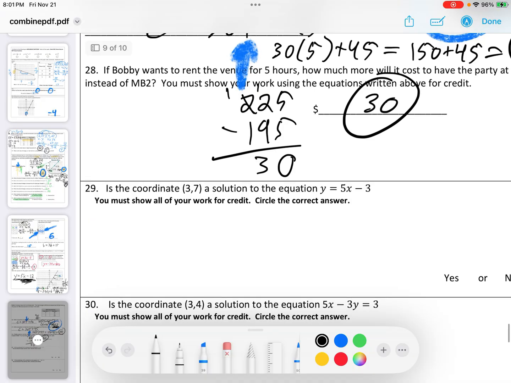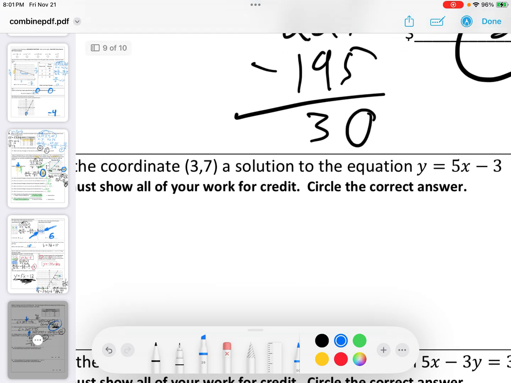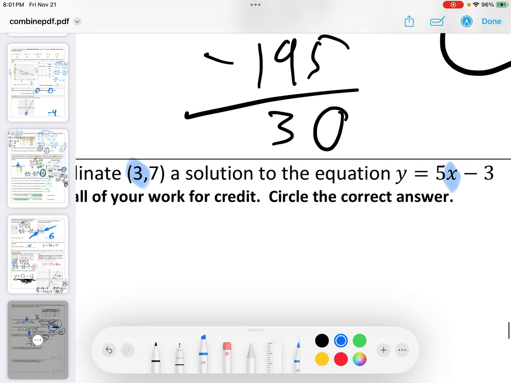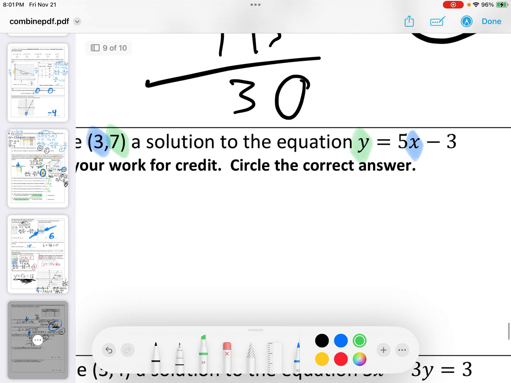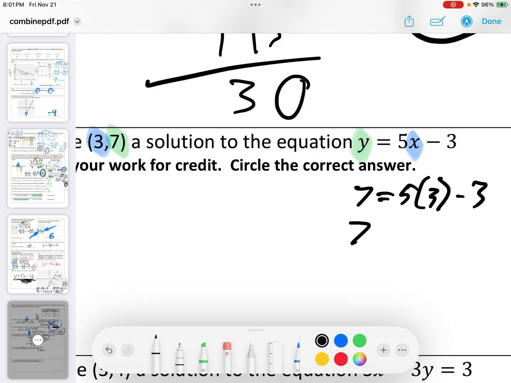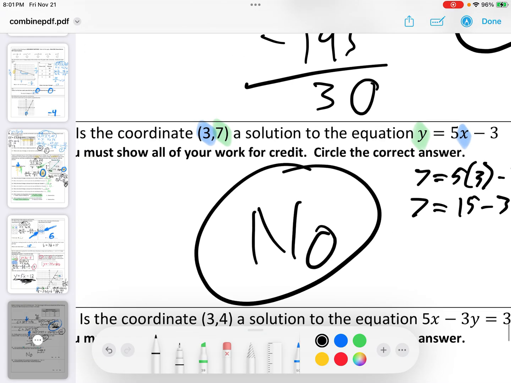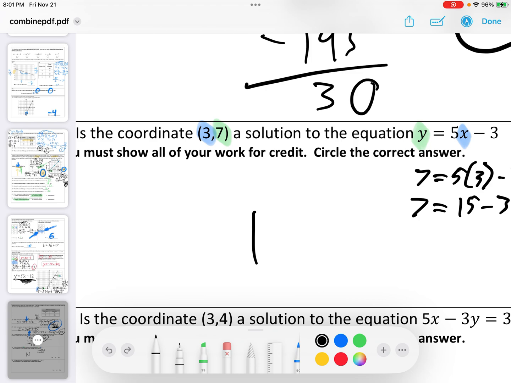All right, is the coordinate a solution? Okay, that means we take x, put it in here. We take y, and we put it in here. And we see if it makes a true statement. Well, let's find out. 7 is equal to 5 times 3 minus 3. We have to see if that's true. No, that's not true. So is that a solution to the equation?